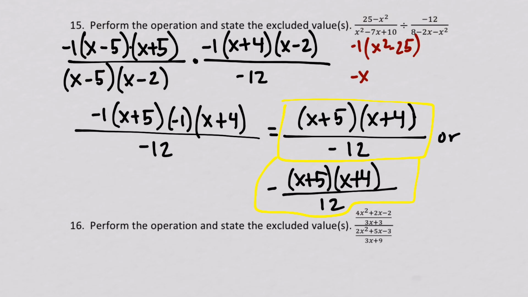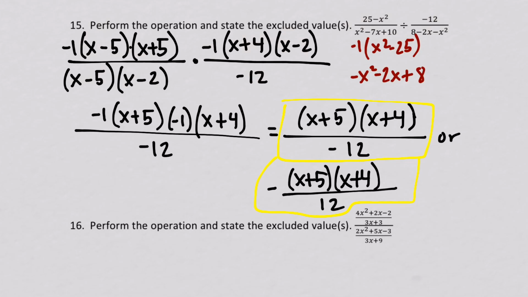Negative x squared minus 2x plus 8. I didn't like that, so I factored out negative 1 to turn it into positive x squared plus 2x minus 8. Okay, and so that's how I got this. I factor out negative 1, and then I factor the other part, which ended up being x plus 4, x minus 2. And the denominator is just negative 12.